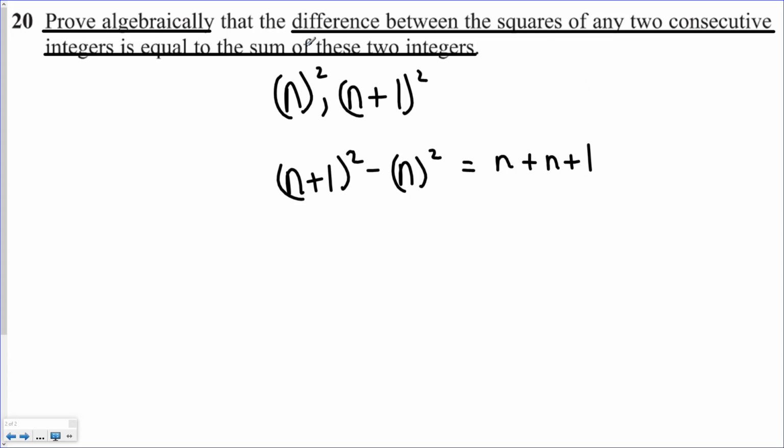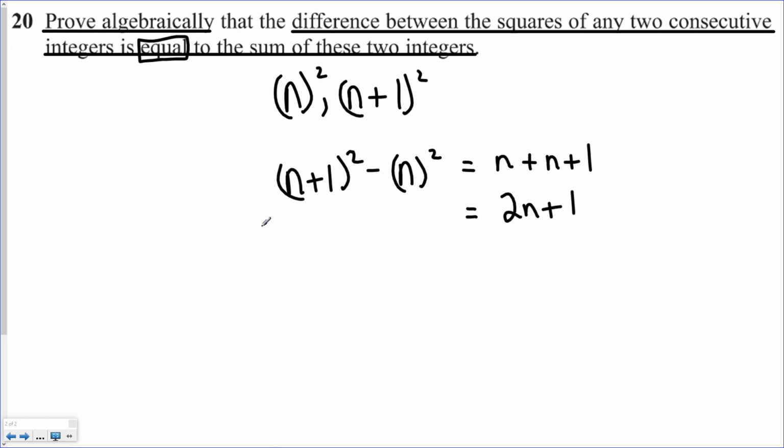So this equation that we've made here describes this sentence here. Now it will be sensible to expand the brackets and collect the like terms on both sides, and hopefully the two sides will be equal to each other, because that is what it says. Let's start by collecting the like terms on the right hand side. n plus n plus 1 will give us 2n plus 1. So hopefully this side will equal 2n plus 1.